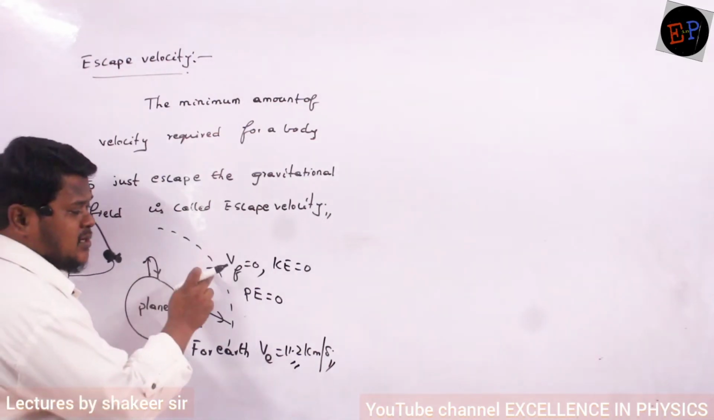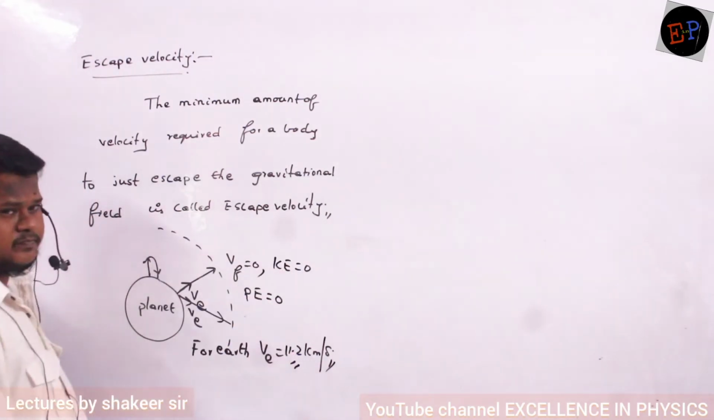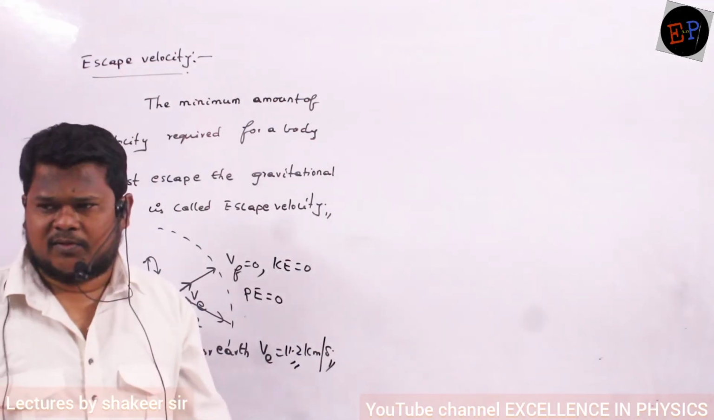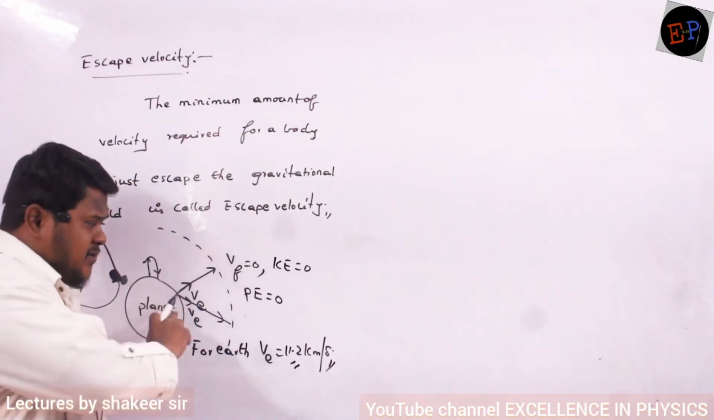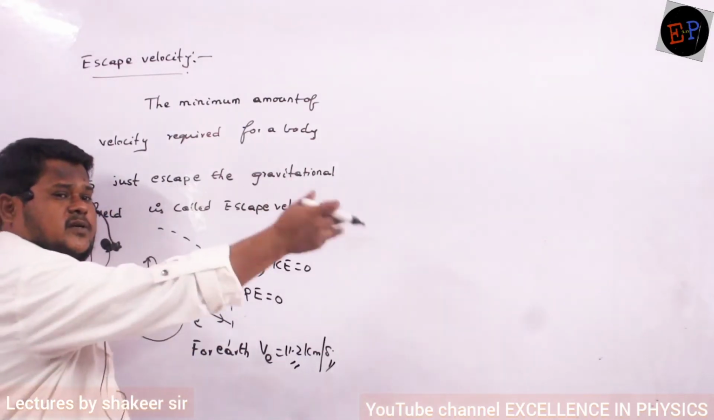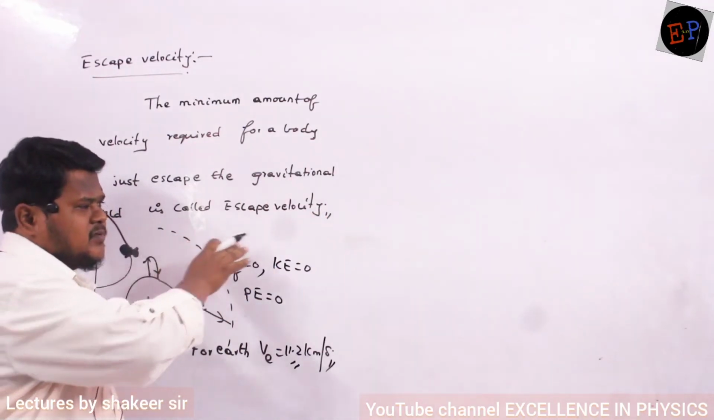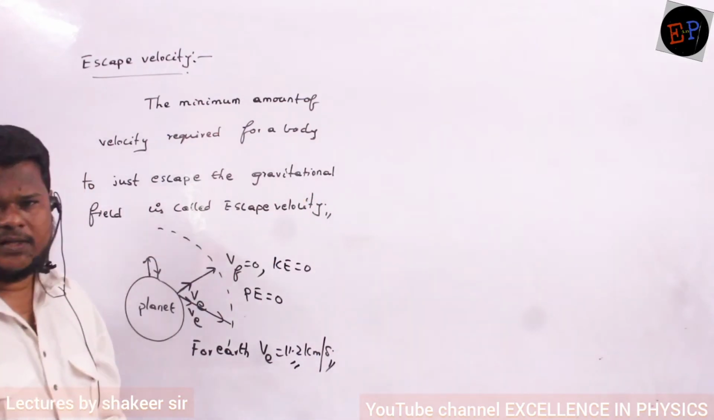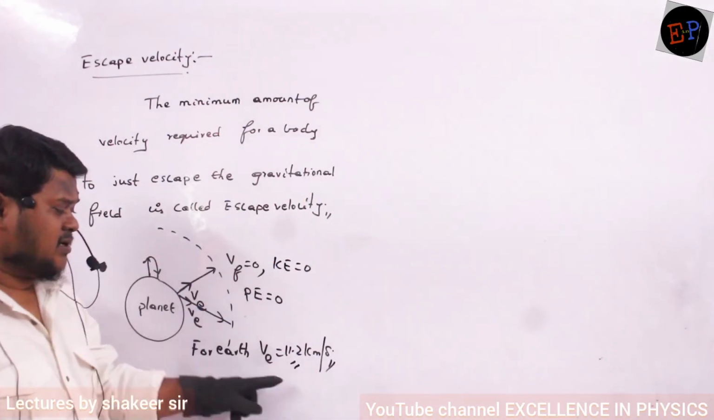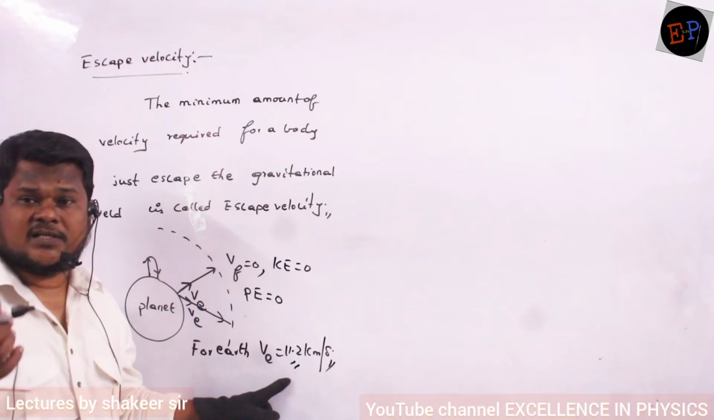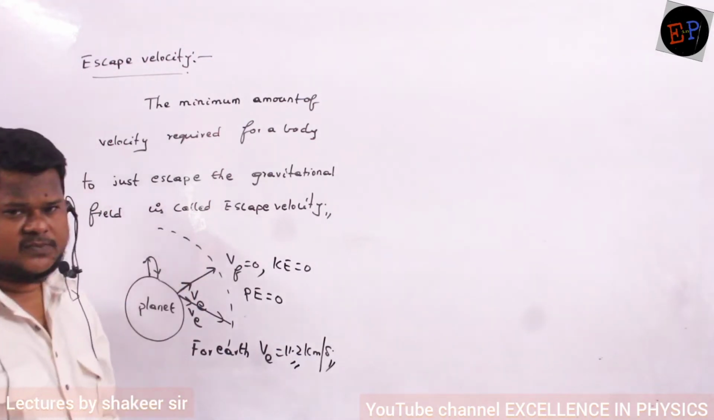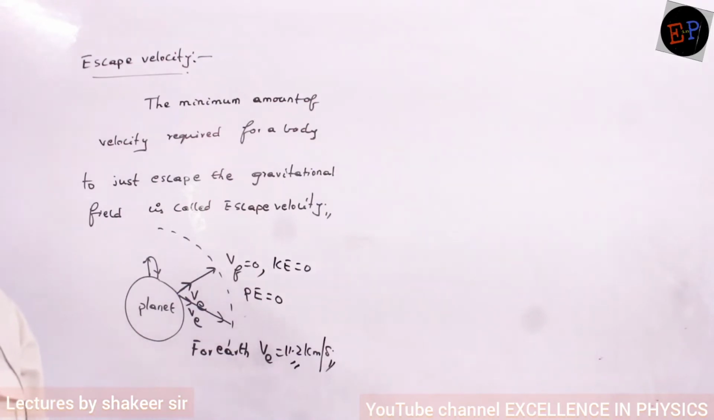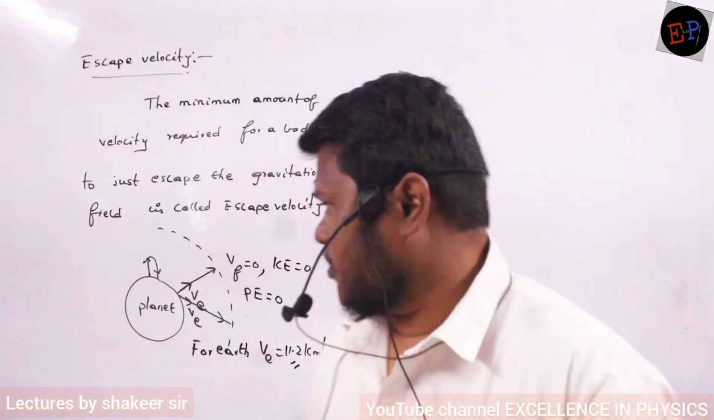And after escaping also it will have some velocity. That is the meaning of this. If I throw with a velocity greater than escape velocity, then even after crossing the gravitational field it will have some velocity, and with that velocity it will move continuously. So no problem if velocity is greater than escape velocity. But if velocity is less than escape velocity, it returns back to Earth. That is called escape velocity. Are you able to understand? So make a note of this point.